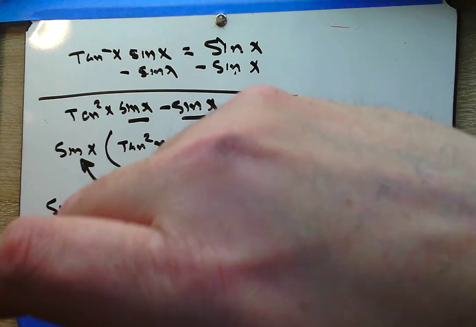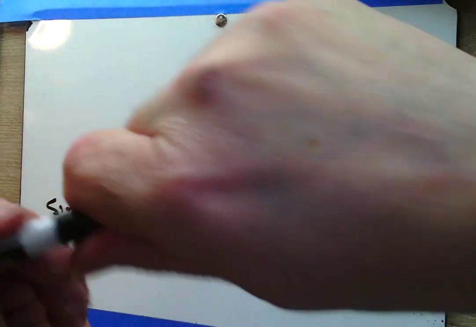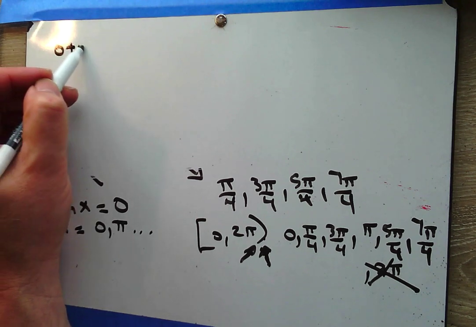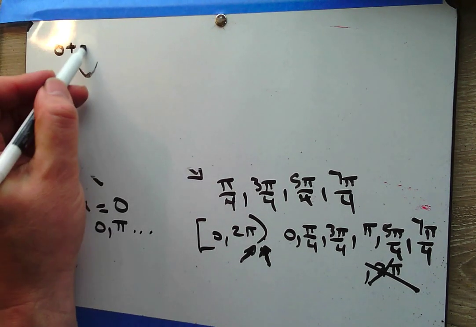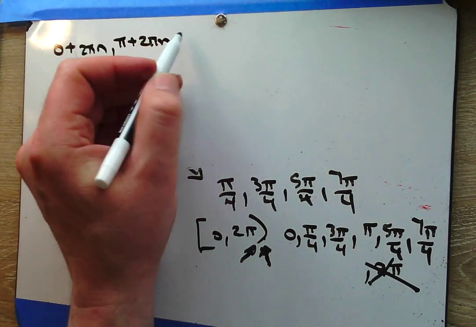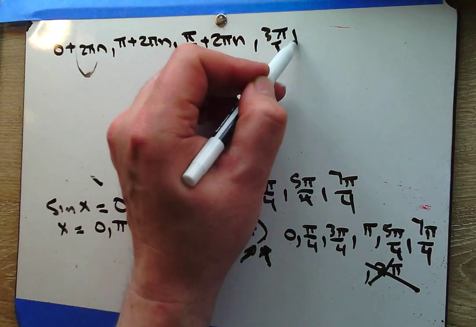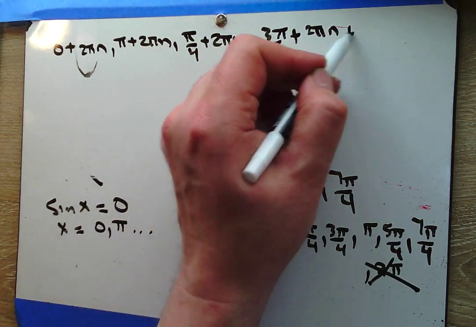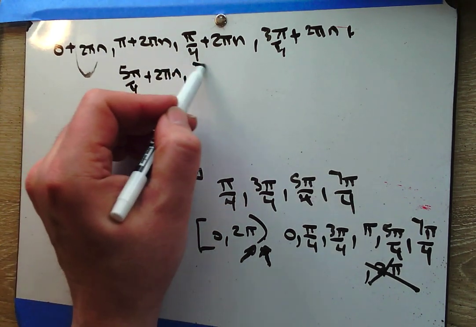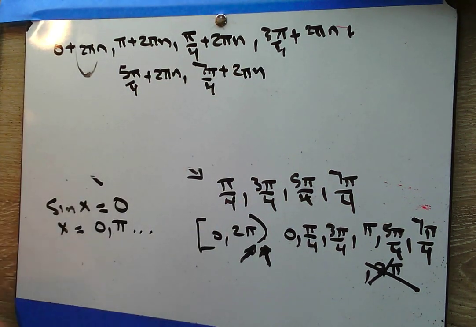Okay, now let's talk about the all solutions case. The all solutions case here could certainly be written in this really tiresome, cumbersome way, and only because I love you so much will I write this one time only. 2 pi n, pi plus 2 pi n, pi over 4 plus 2 pi n, 3 pi over 4 plus 2 pi n, 5 pi over 4 plus 2 pi n, and 7 pi over 4 plus 2 pi n. That's a lot. That's crazy.